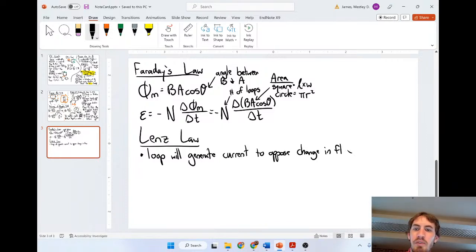I'm going to even use a different word than flux. Change in number of field lines. Because I think that is more clear, and that's literally all flux is. How many field lines go through it? Am I getting more? Am I getting less?